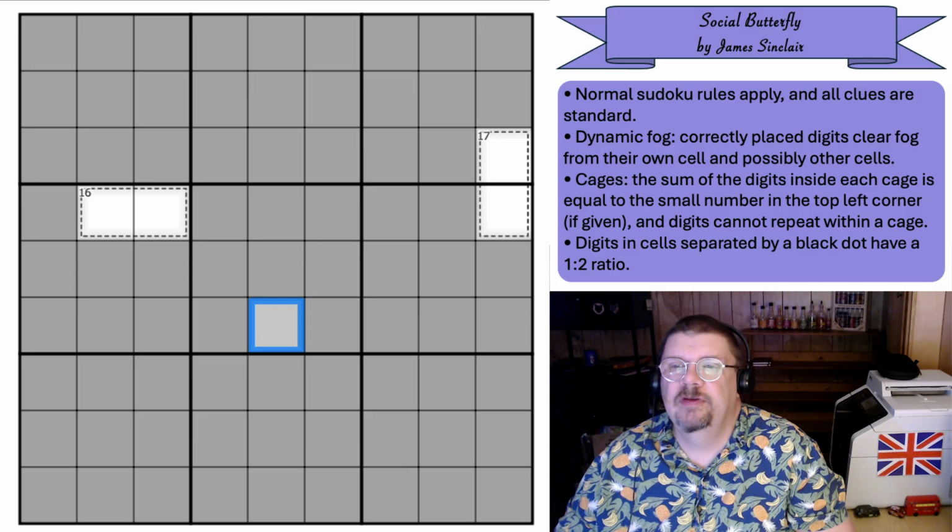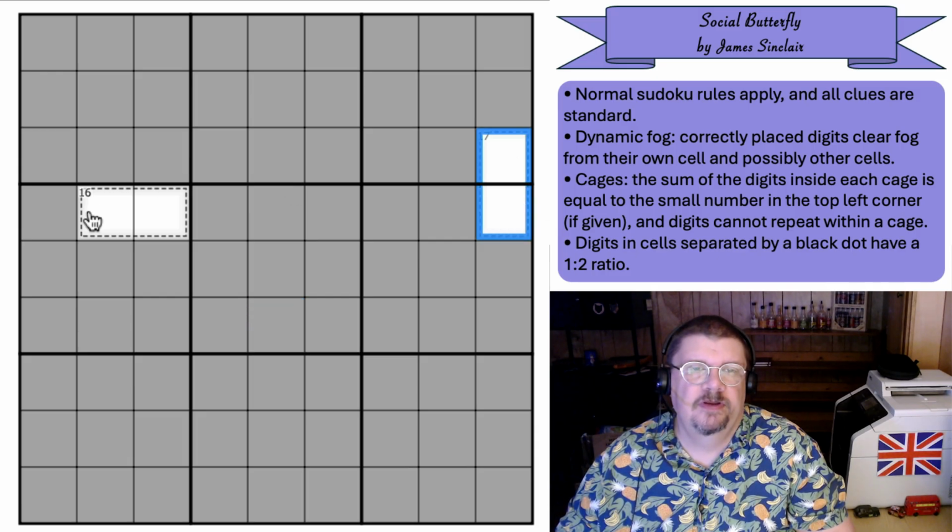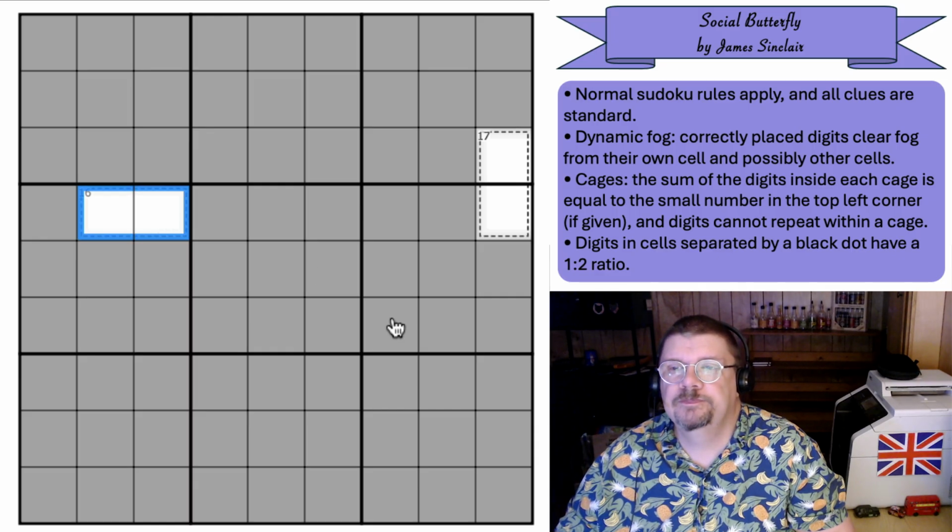Okay, cages. The sum of the digits inside each cage is equal to the small number in the top left corner if given, and digits cannot repeat within a cage. So those two digits will sum to 17, those will sum to 16. Digits in cells separated by a black dot have a 1:2 ratio, so presumably we'll find some black dots around the grid. They'll be on the border between two cells, and one digit will be double the other. Okay, I am now going to restart the puzzle to reset the timer, and let's begin.